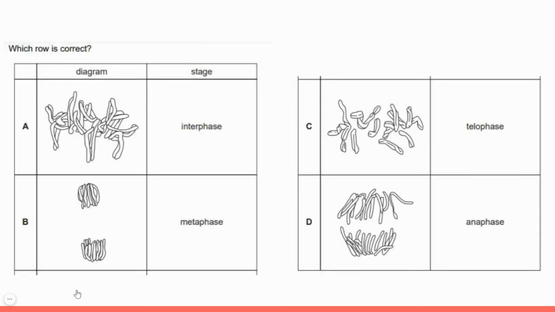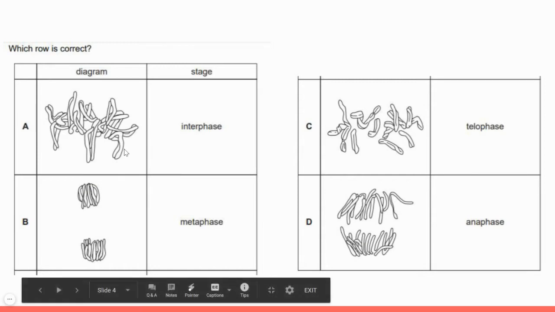This question is going to test your understanding of chromosome behavior during the different stages of mitosis, as well as actually during the different stages of the cell cycle, because there is interphase also in the options. So let's see. It's asking, looking at the diagram or the shape of the chromosome, can you tell which stage of the cell cycle this is?